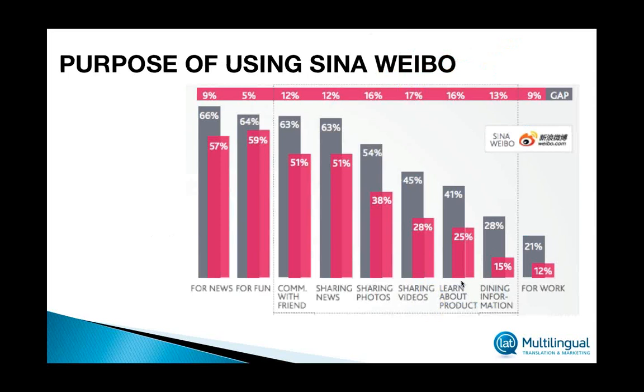The purpose of using Sina Weibo for Chinese, the top one is to get news. As you may know, the Chinese government censors news organizations very tightly and closely. So people get on Sina Weibo to find out what's really going on and what's really happened in China and outside of China. And the second reason they get on Sina Weibo is basically for fun and to kill time.